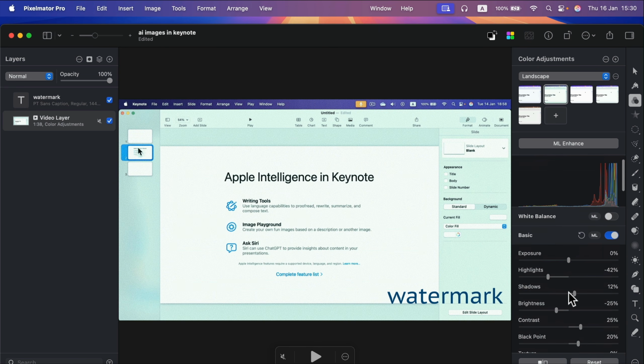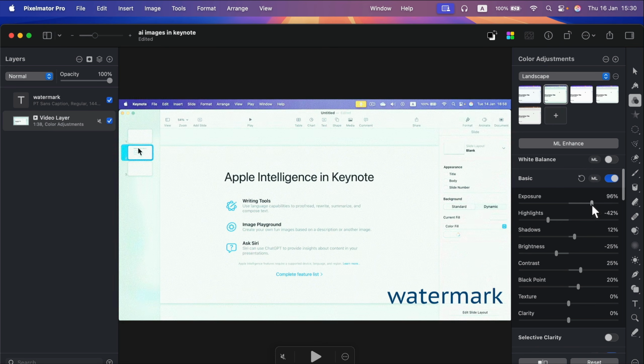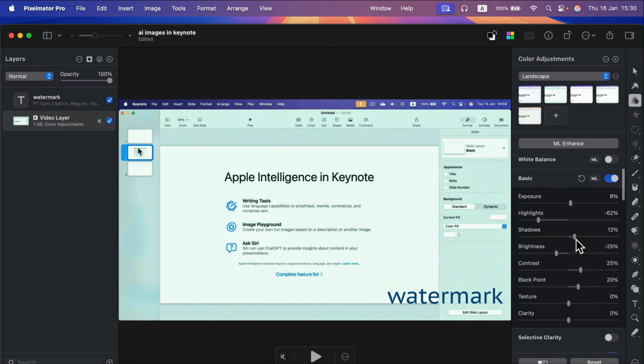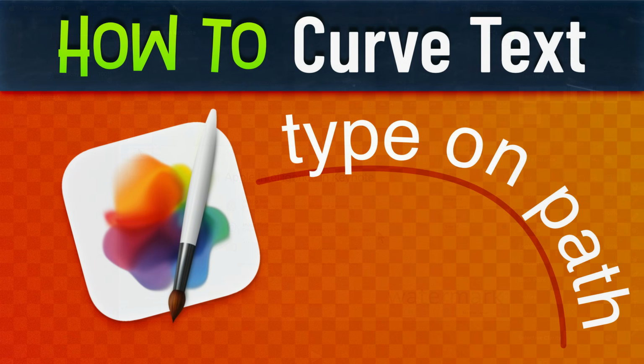Or you can manually go all the way down here to sliders and change the exposure, shadows and highlights by hand. So yes, it is possible to do some simple video editing in Pixelmator Pro. Keep in mind, this program is mostly for editing photos, but you can load a video file just fine.